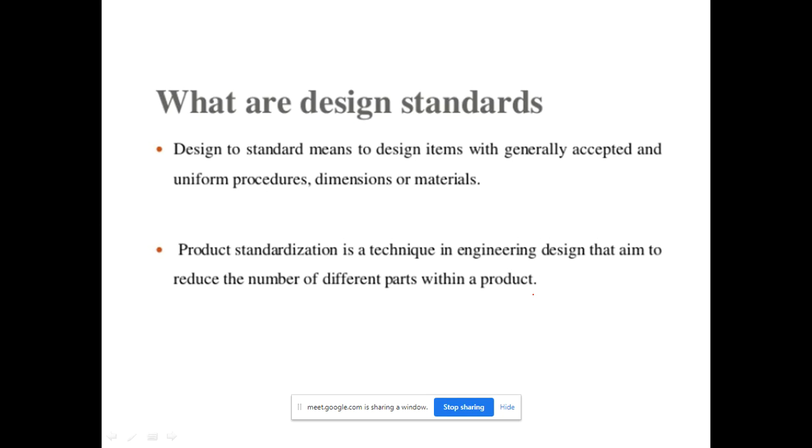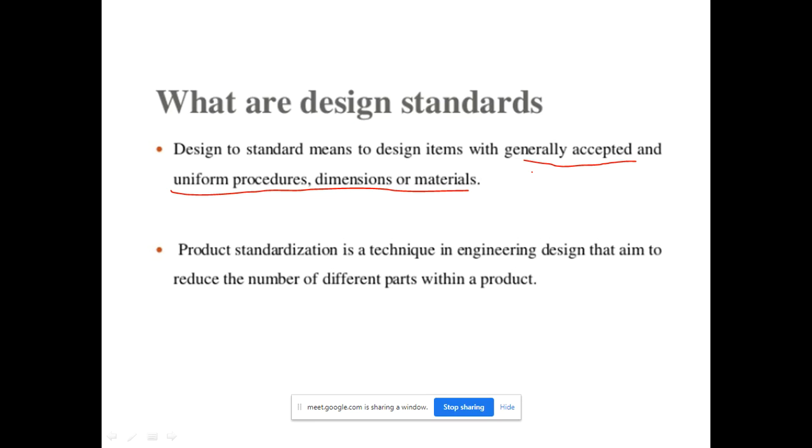So design to standard means to design items with generally accepted and uniform procedure, dimensions and materials. Generally accepted means it is accepted globally if it is an international standard, or if it is a national standard, so it must be accepted nation-wide. Okay, like our Indian standard. So as per the Indian standard, every particular domain, every design procedure, design designations must be accepted throughout India.